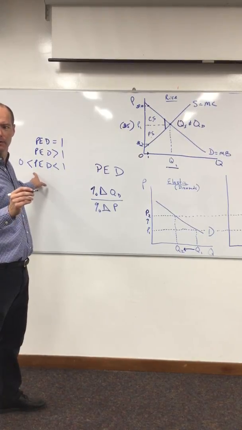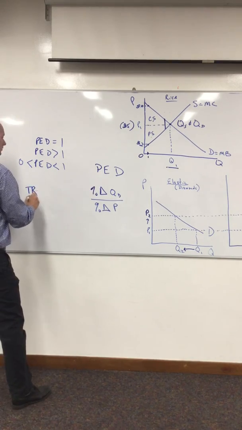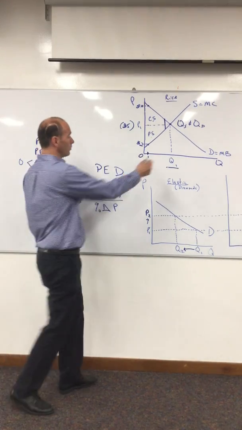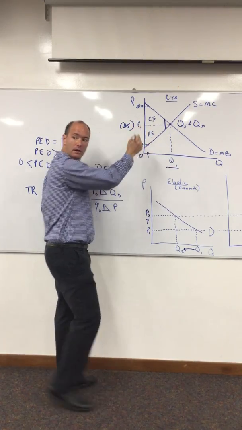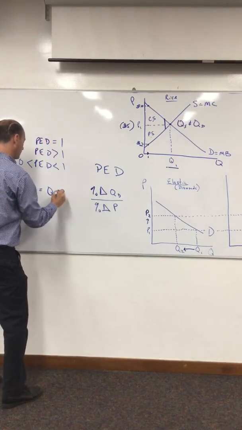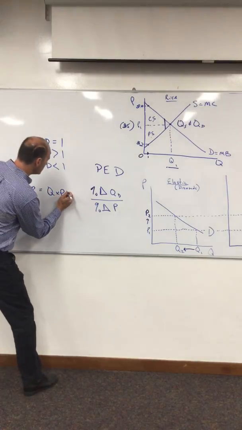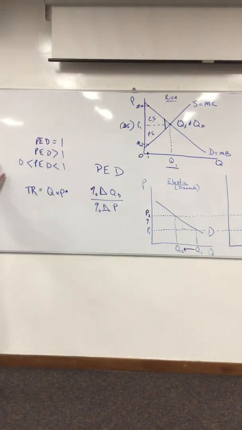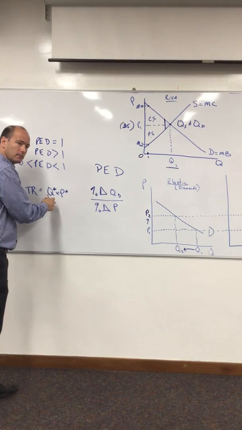The other test is a total revenue test. Basically, total revenue is what? The total amount that businesses make in the market. It's quantity, in this case Q1 times P1. So total revenue is your quantity times your price. Now, think about this. As the price of a good rises, what happens to its quantity? It goes down. So these are inversely related, price and quantity.